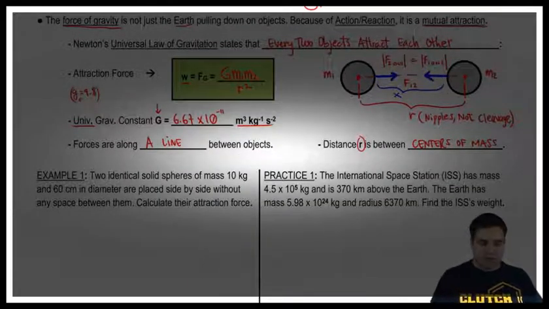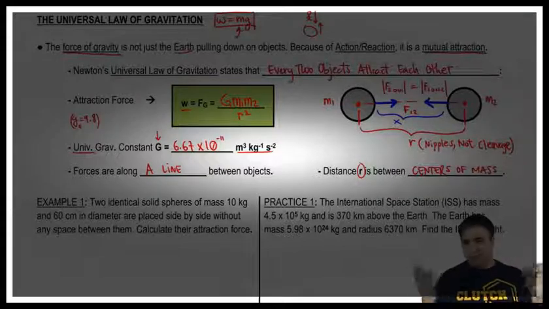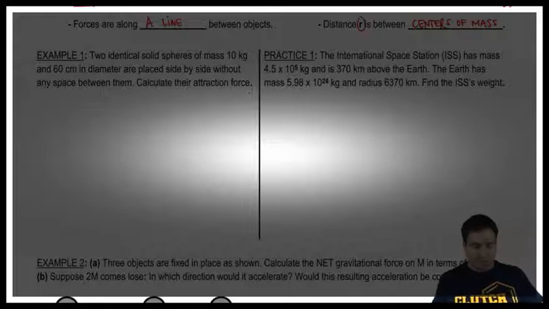So every two objects are attracted that way. We used to think of this attraction in terms of just mg. This is a more complicated version of that. And let's do some examples now. I want to do one, and then I want you guys to try the next one.